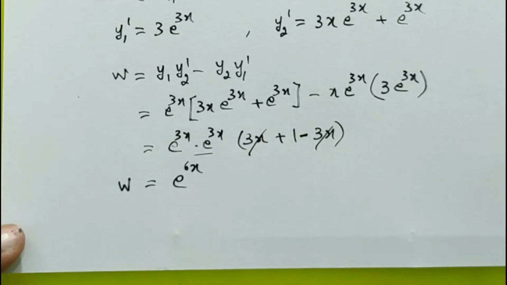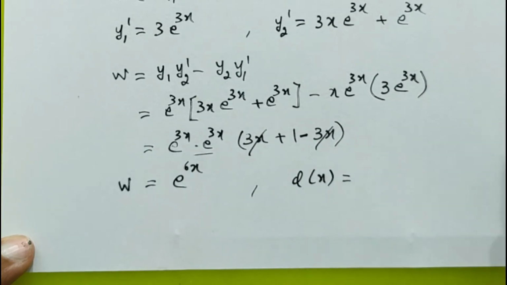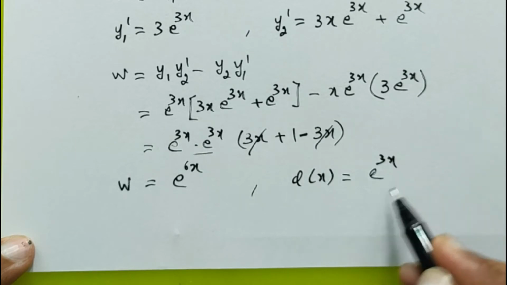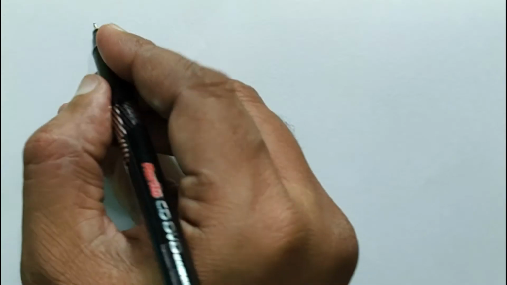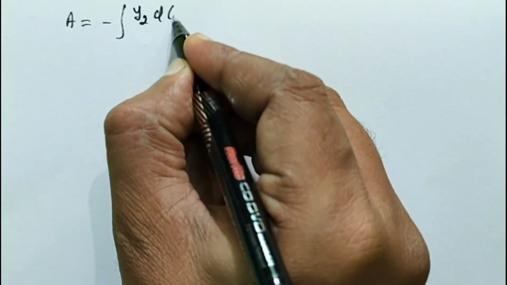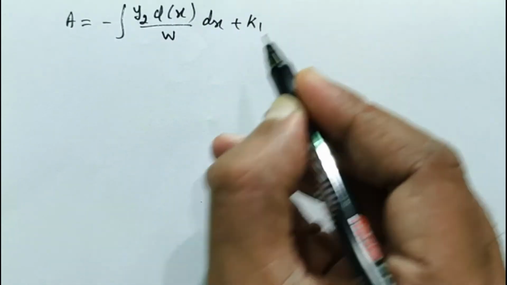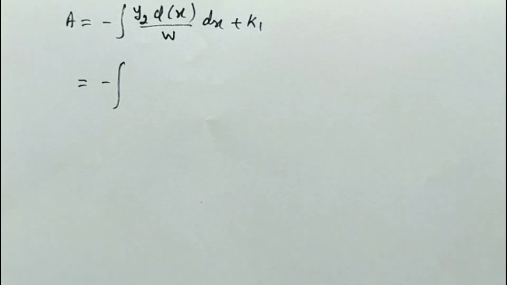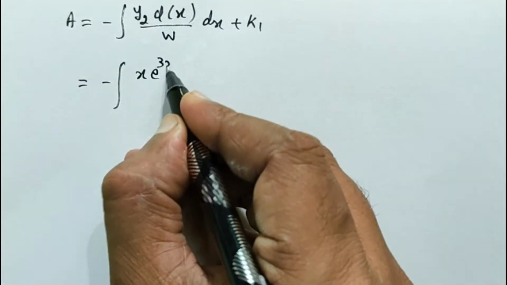Now we'll try to evaluate the values of a and b. For that, the value of phi of x is known. The right hand side of the differential equation is e power of 3x divided by x square, so that is the value of phi of x. The value of a is nothing but minus integral of y2 into phi of x divided by W times dx plus k1. That will be minus integral of the value of y2 that you have here, which is x e power of 3x.